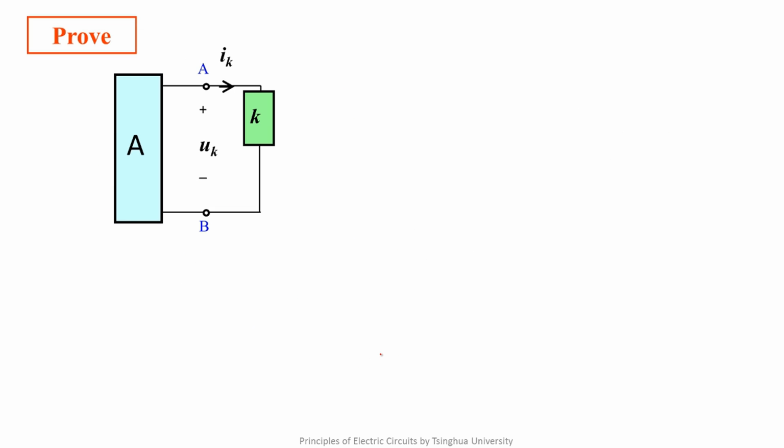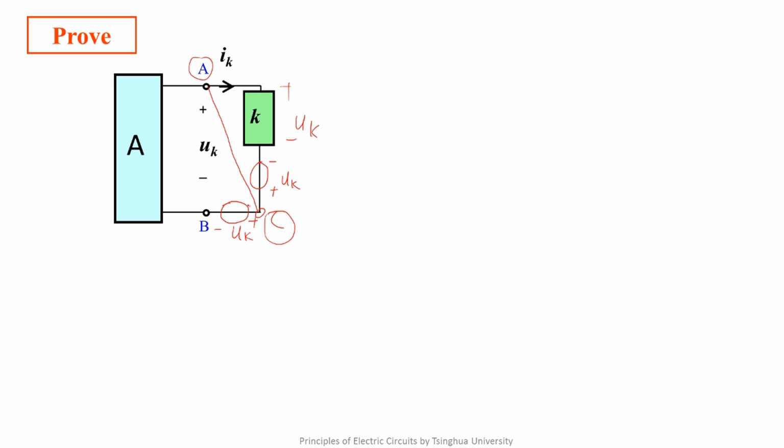Then we will prove the substitution theorem with the knowledge of the equipotential point. This is a case branch. We add a voltage source in series with the branch and another reverse voltage source in series with the branch. It seems that the branch is unchanged after adding two voltage sources seen from network A. If we define this point as C, we will find that A and C are the equipotential points, because UAC equals positive UK plus negative UK, which is equal to 0. According to the previous lecture, any resistor between the equipotential points has no effect on all branch variables. So we connect A and C with a short circuit line.